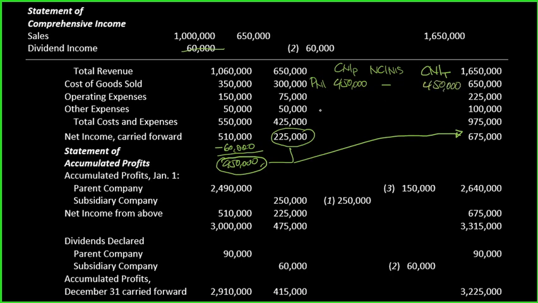450. And you have the parent's share in the subsidiary's net income. In this case, it will be 225. This one will be 0. And this one will be 225.